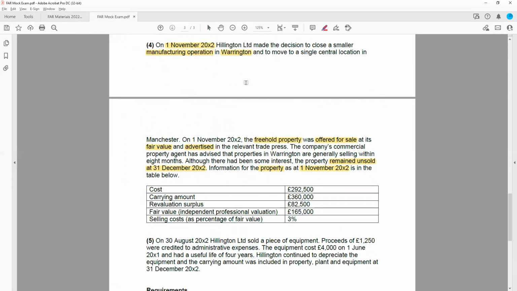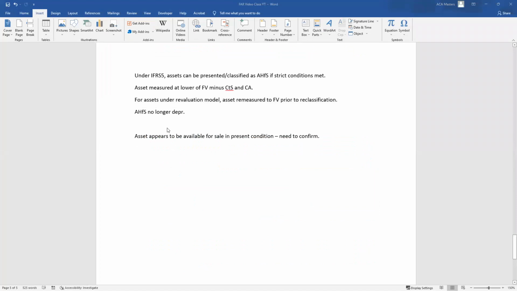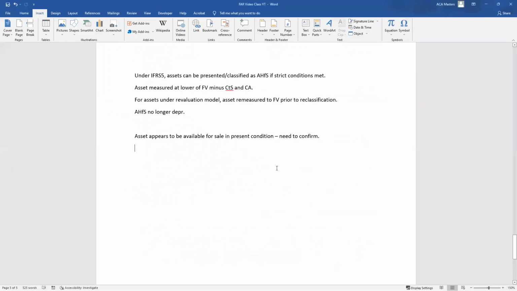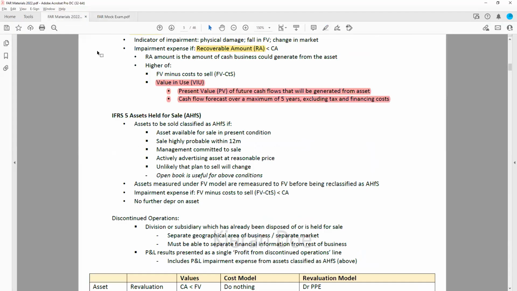Sale highly probable within 12 months. So we were told the property agent has advised that properties in this area are selling within 8 months. So therefore, it does appear as though it is highly probable it will be sold within 12 months. So you could say highly probable will be sold in 12 months as properties are selling within 8 months. Therefore, that certainly appears highly probable.